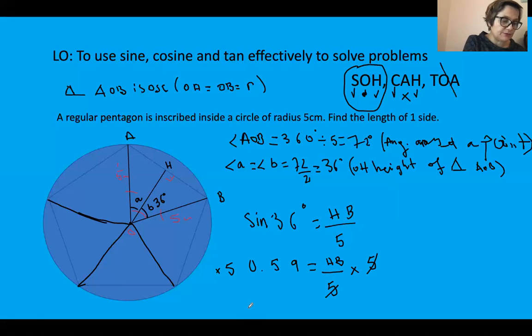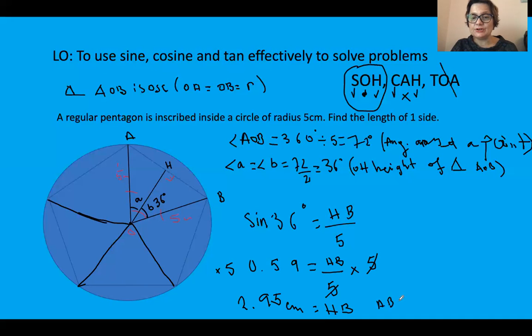0.59 times 5, the answer is going to be 2.95. We are dealing here with centimeters, so 2.95 centimeters. And that is HB. It's only this bit here from H to B. But does the problem end here? No, it doesn't, because the question says find the length of one side, which means you need to know the whole AB.